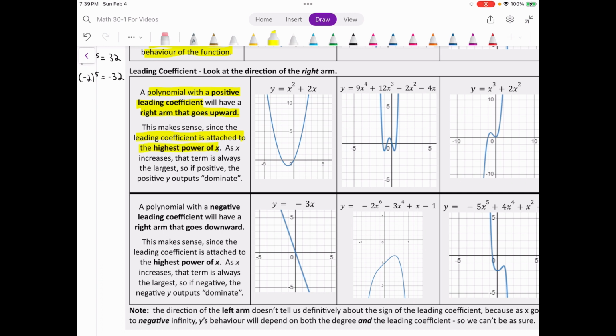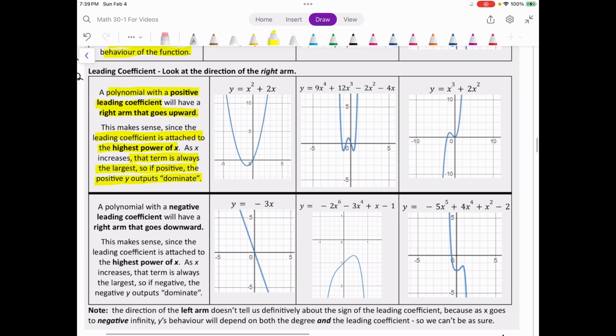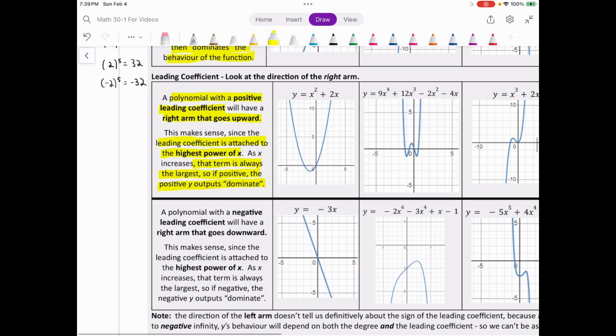As x increases, as x goes off to positive infinity, that leading term is always the largest. So if that leading coefficient is positive, those positive y outputs kind of dominate. Again, it's totally possible that maybe this term was negative. It wouldn't be in this case, but this will be larger. And so overall, y gets larger.